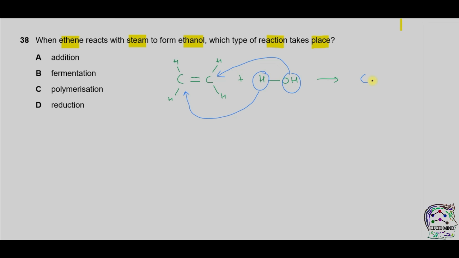Now the product formed is like this. The double bond is converted into a single bond. We now have 3 hydrogen atoms on the first carbon, and 2 hydrogen atoms and an OH group on the second carbon. As we can see, only one product is formed, a single product from the addition of 2 reactants. So therefore this is an addition reaction. The answer is therefore A.